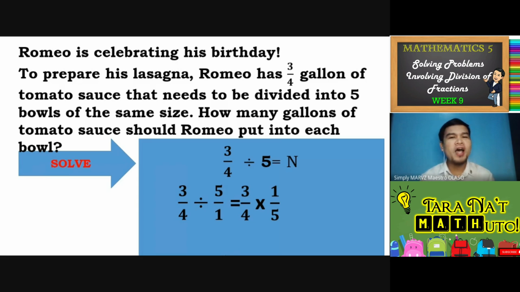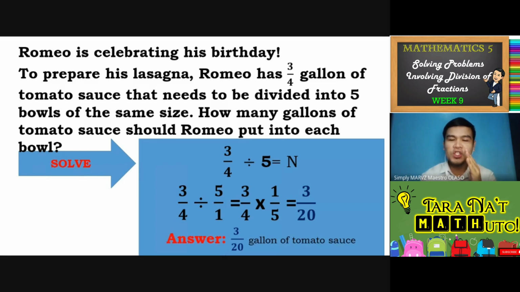So 3 times 1, 3. 4 times 5, we have 3/20ths. Is it already in lowest term? Yes, 3/20ths. Therefore, our answer is 3/20ths gallon of tomato sauce that Romeo will put into each bowl.